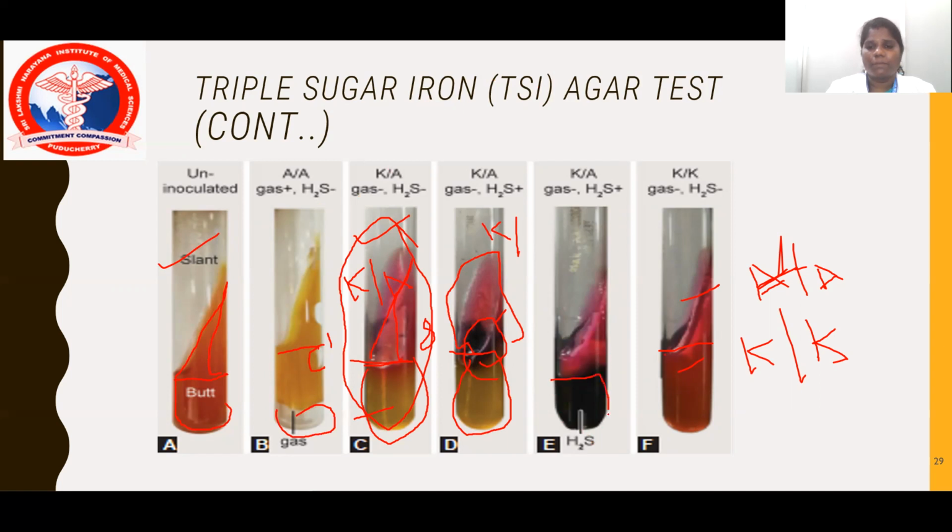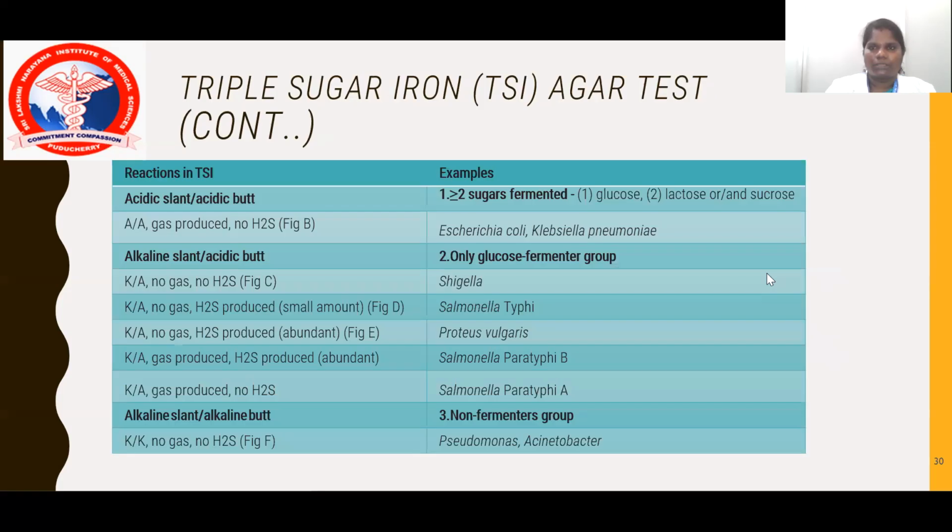These are the organisms able to produce abundant, that means excess, H2S. Few organisms will be able to produce a limited amount, that is Salmonella typhi. So this is the classical example for TSI, and this is how to read everything I have explained. This is the classical example given here.